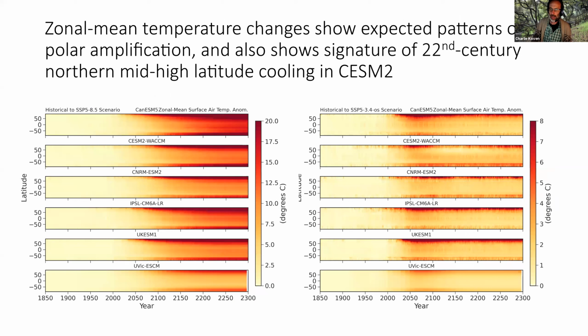And you can see that again here if you do this kind of zonal mean comparison. You see all the patterns you'd expect, right? Strong polar amplification of warming, crazy high warming values under the high emissions, slightly less crazy high warming under the overshoot. And then in CESM2-WACM, you see this transient cooling during the 22nd century, which then reverses again into the 23rd. We think that's due to this AMOC weakening that leads to a transient masking of some of the warming regionally, but which then reverses.